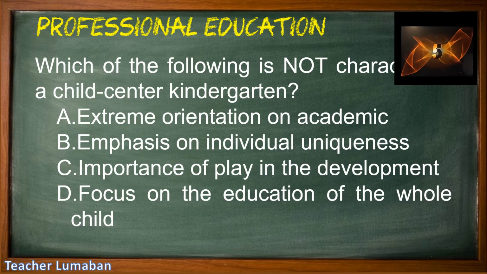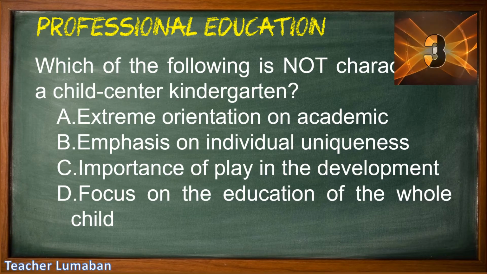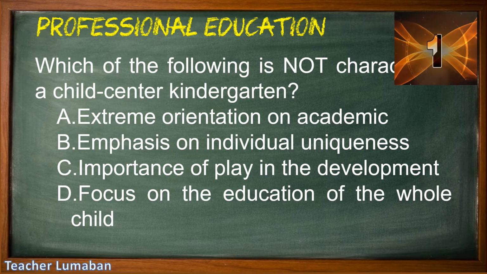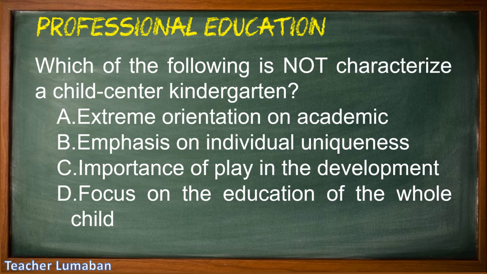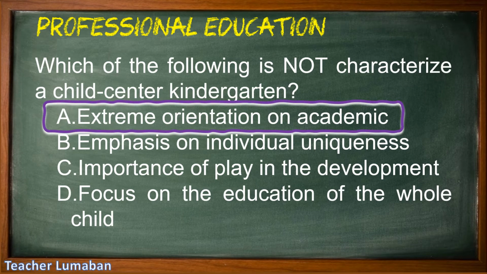5, 4, 3, 2, 1. The correct answer is letter A. Extreme orientation on academics. The following choices characterize a child-centered kindergarten except for the extreme orientation on academics.